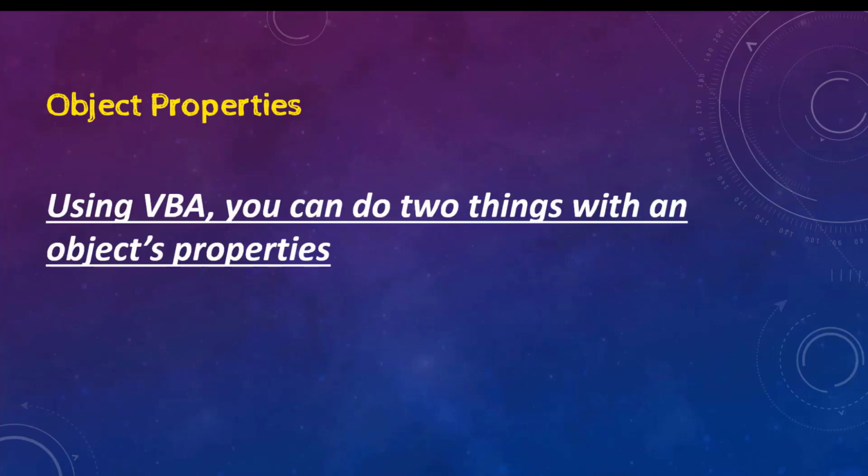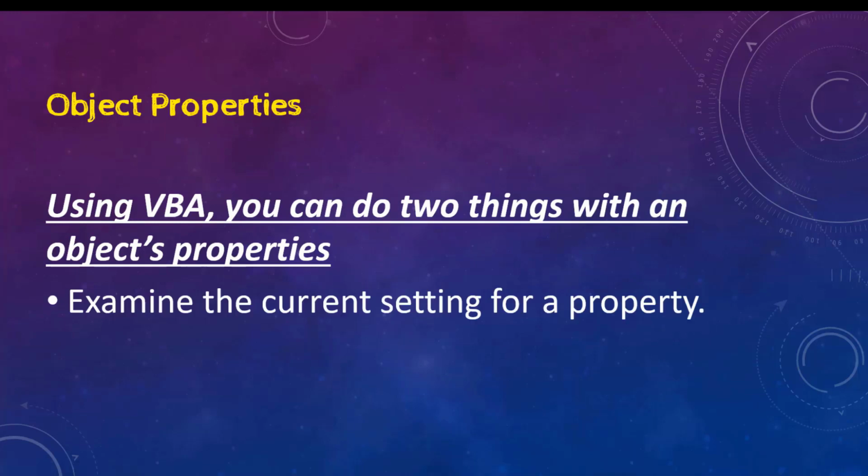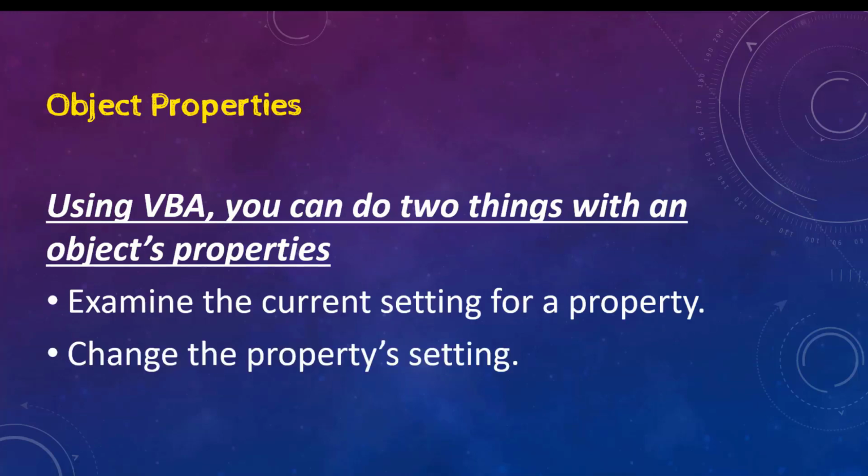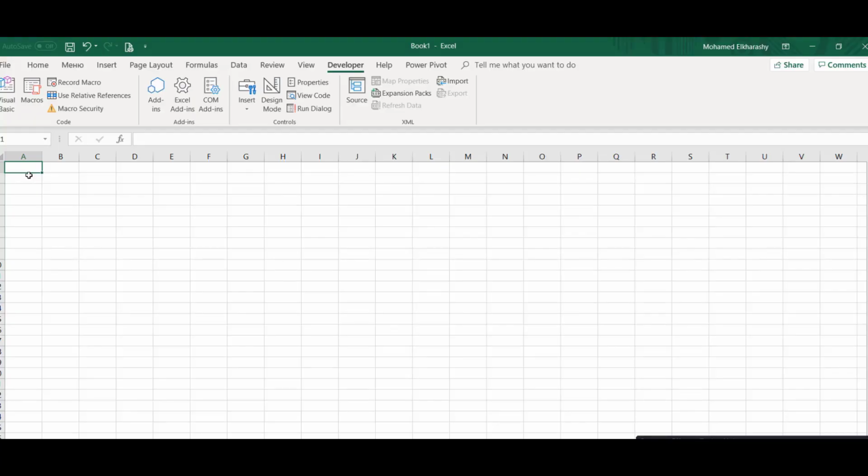Using VBA, you can do two things with an object's properties: examine the current setting of a property, or change the property's settings. Let us take an example. A single cell range object has a property called value. The value property stores the value contained in a cell. You can write VBA code to display the value property, or you may write code to set the value property to a specific value.